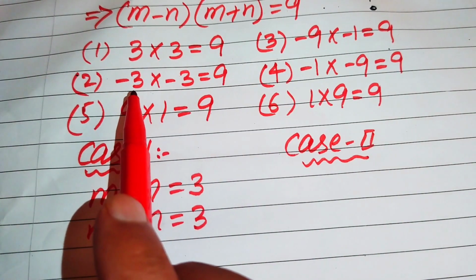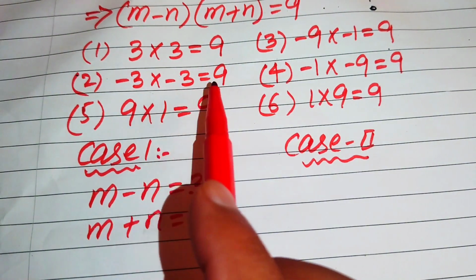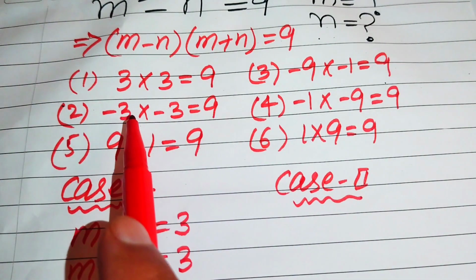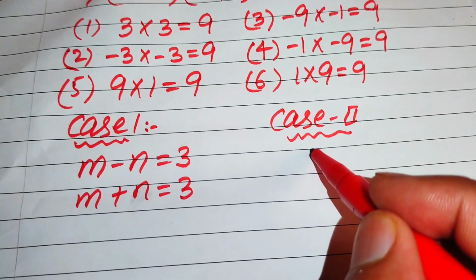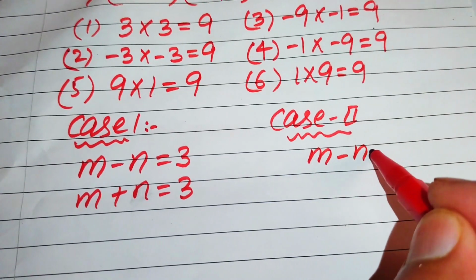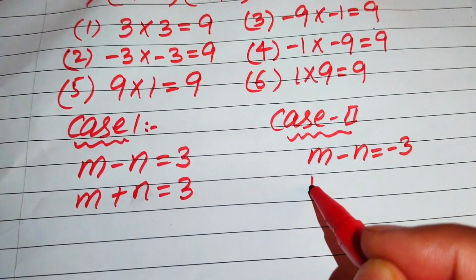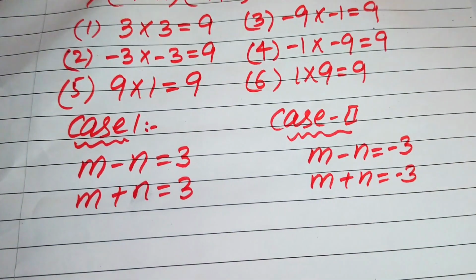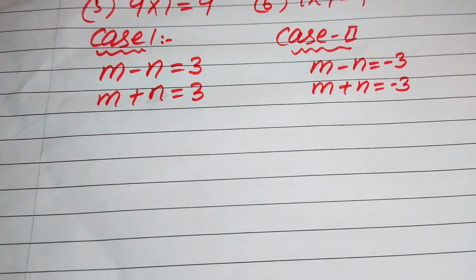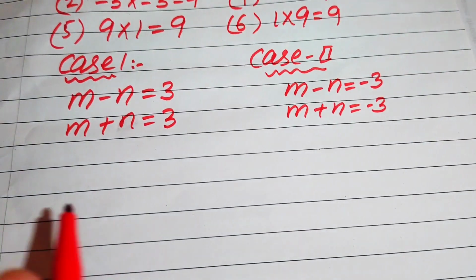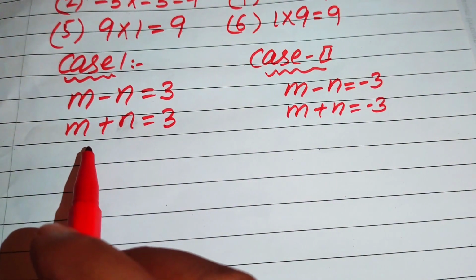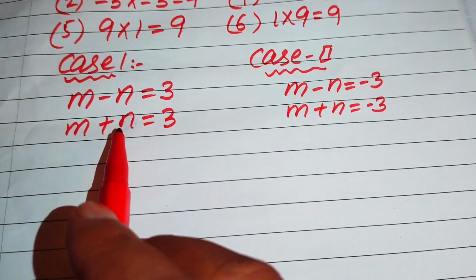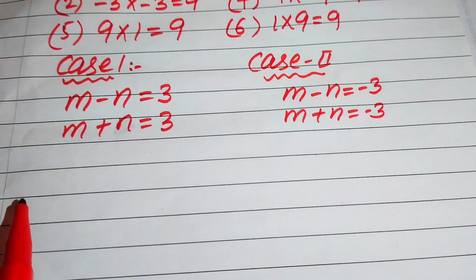In case number 2 we have minus 3 times minus 3 is 9. So we compare the left hand side with minus 3 and minus 3, and it will be written as m minus n is equal to minus 3, and m plus n is also equal to minus 3. Now first we solve these two cases, and after that we move towards the next one. So we solve these two and we get the values of m and n.